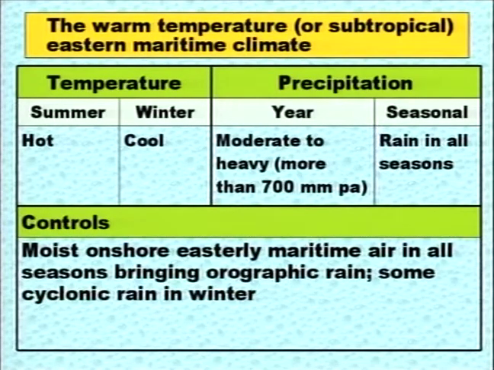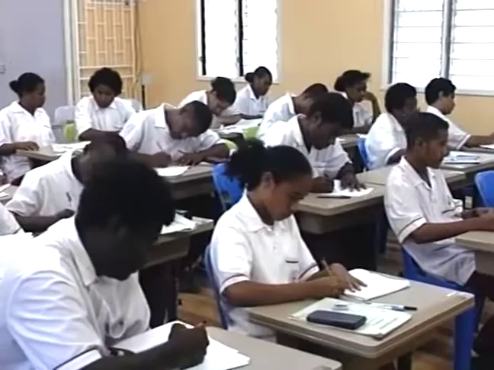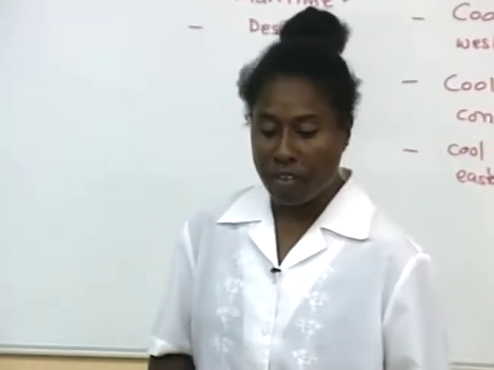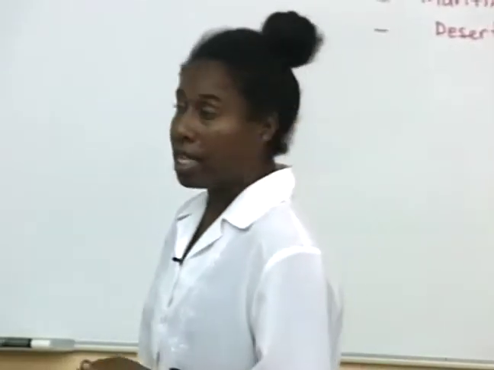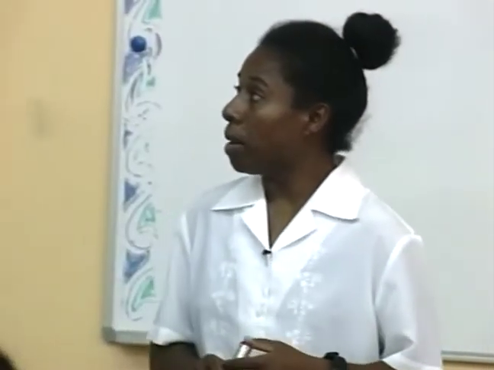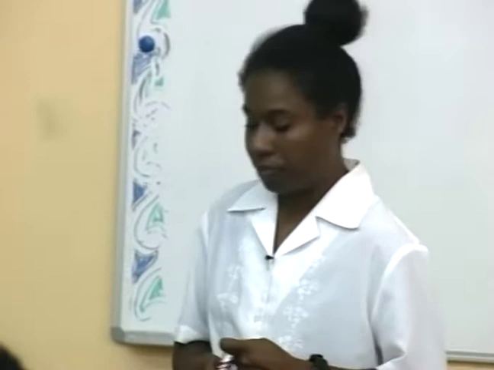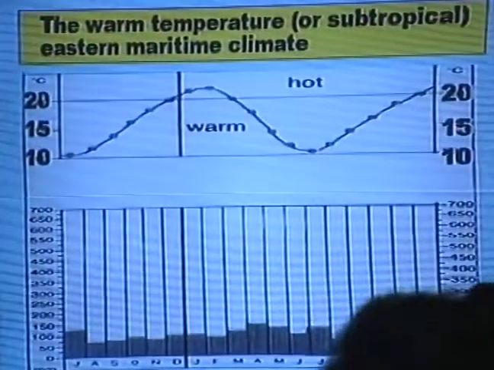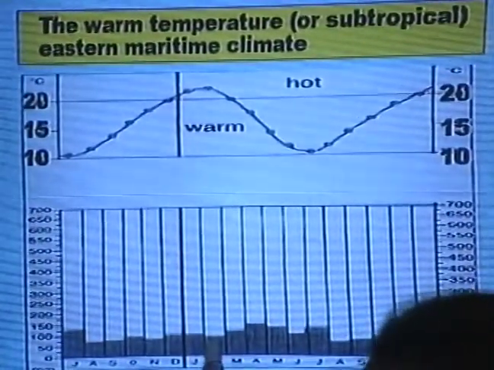The next of the temperate climates now is the Mediterranean, but before we do that, perhaps a sample of a climograph for Sydney, which is a classic example of the warm temperate eastern maritime climate. Looking at the climograph, this is what it would actually look like. The moderate rainfall throughout the year, 700 millimeters plus.